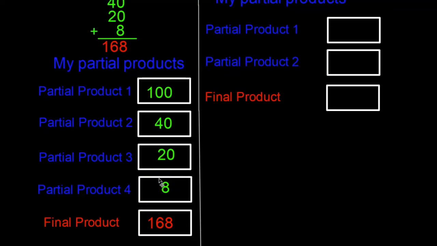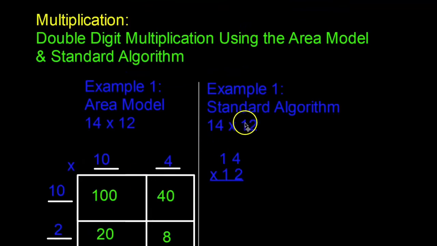Next, we're going to look at the standard algorithm, and we're going to compare it to the area model. So let's look at our standard algorithm example, 14 times 12. This 14 times 12 is not written horizontally like 14 times 12 is here. It's now written vertically or stacked.